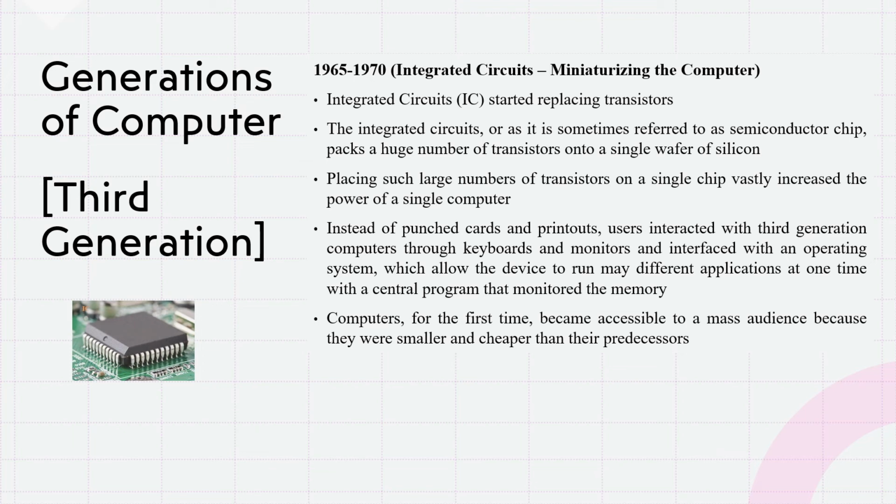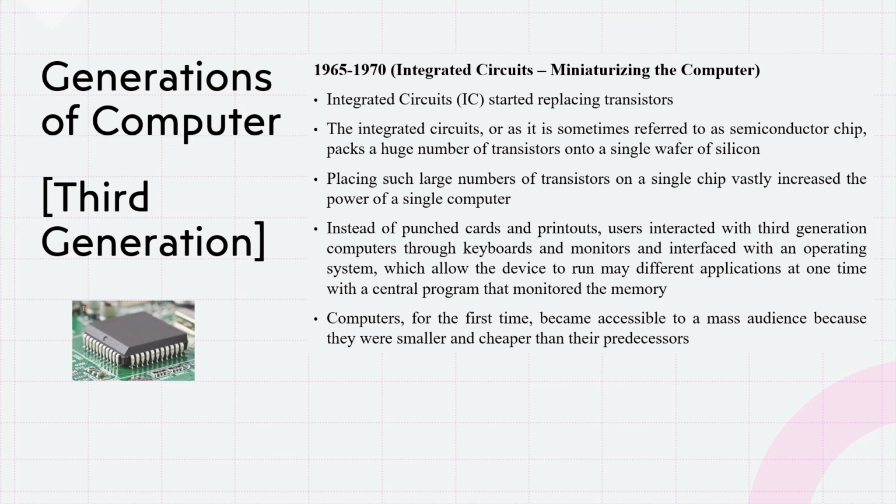Integrated circuits, or ICs, started replacing transistors during this period. The integrated circuit, sometimes referred to as a semiconductor chip, packs a huge amount of transistors onto a single wafer of silicon. Placing such large numbers of transistors on a single chip vastly increased the power of a single computer. Instead of punched cards and printouts, users interacted with third generation computers through keyboards and monitors and interfaced with an operating system, which allowed the device to run many different applications at one time with a central program that monitored the memory.